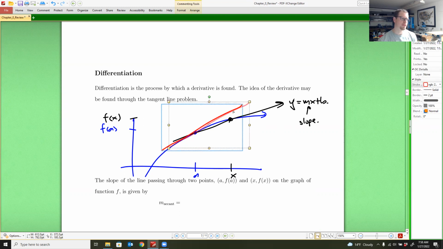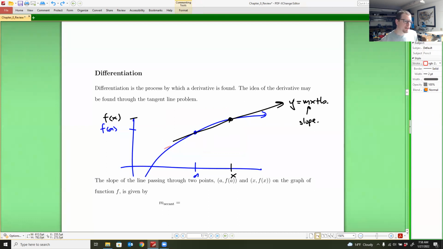Maybe if I could draw that a little bit better here, we could have a line that touches only at that blue point, and that looks pretty good. So we want it to pass through only 1 point. But we need 2 points to define a line, right? So we use secant lines. Secant lines contain 2 points on the graph.